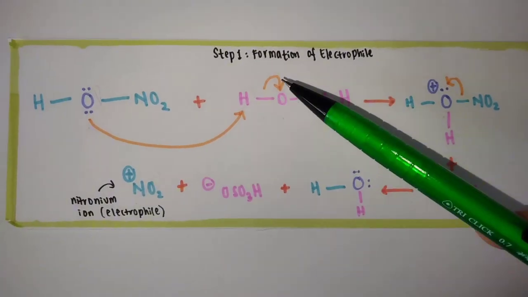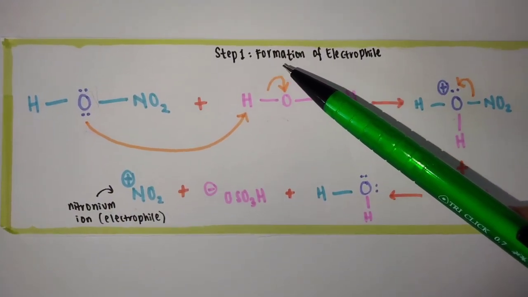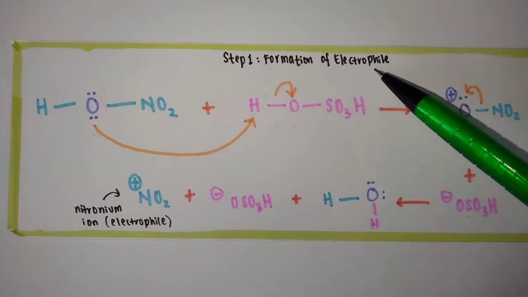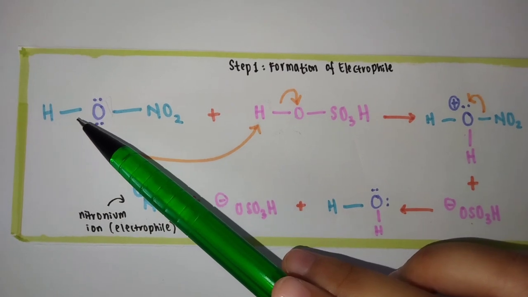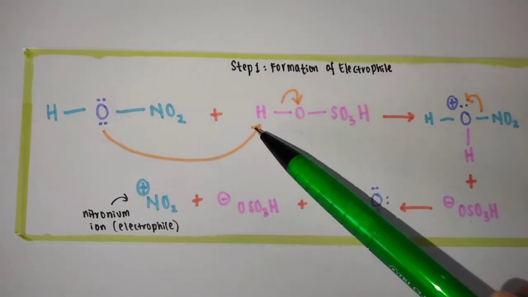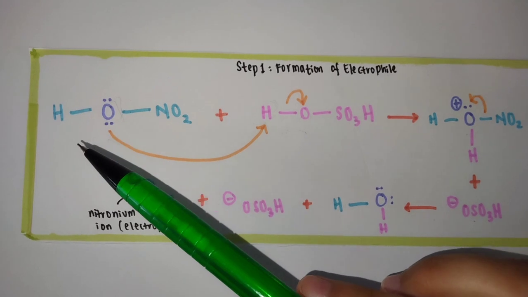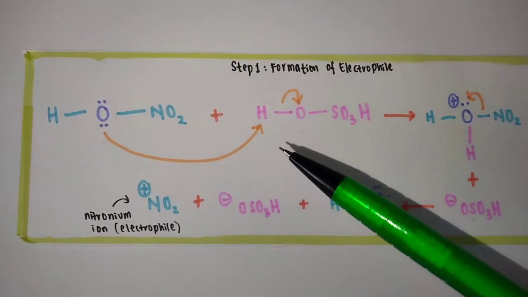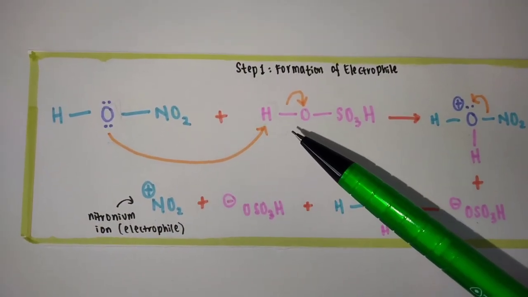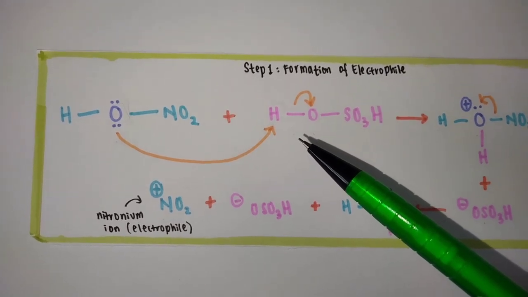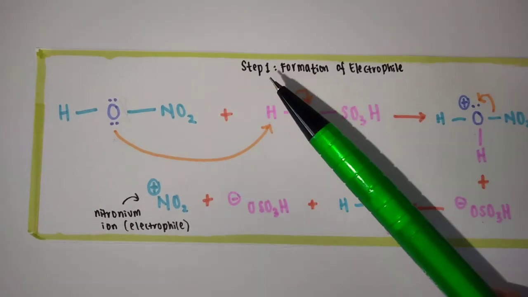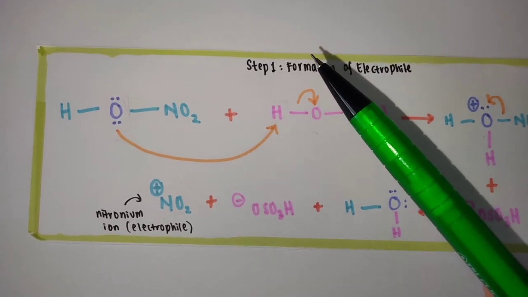So this is the first step in this mechanism, which is the formation of the electrophile. In the first step, the hydrogen atom from sulfuric acid is transferred to nitric acid. As a catalyst, sulfuric acid facilitates the reaction by providing a medium conducive to proton transfer, but does not become a direct participant in the overall reaction.